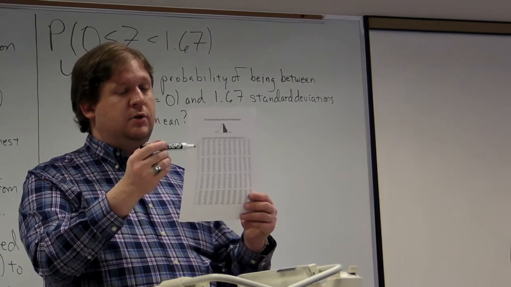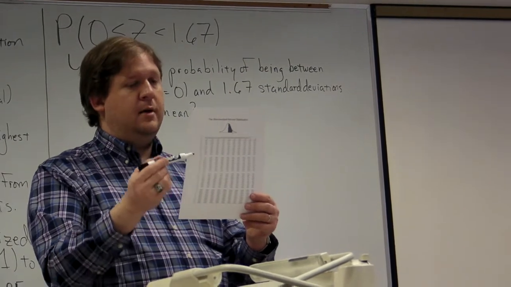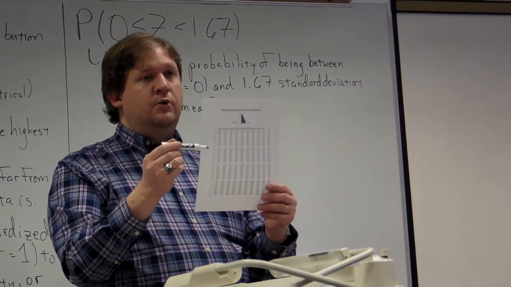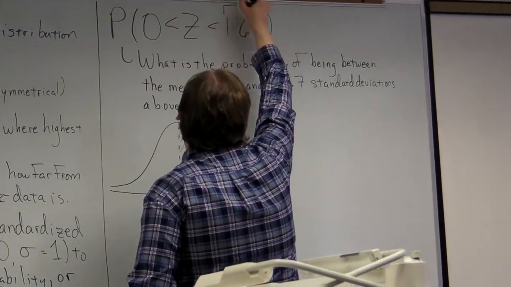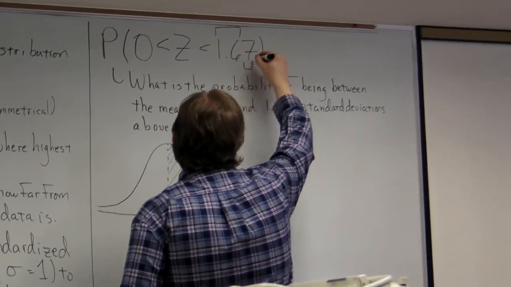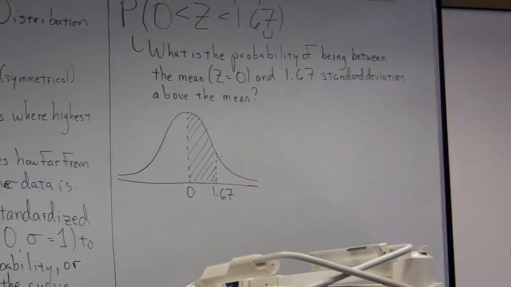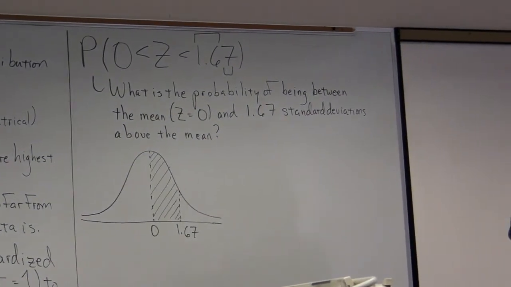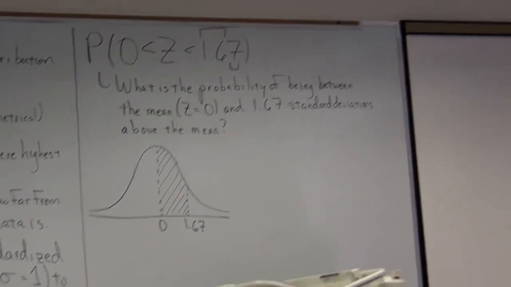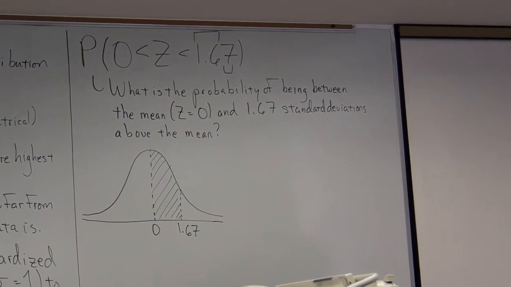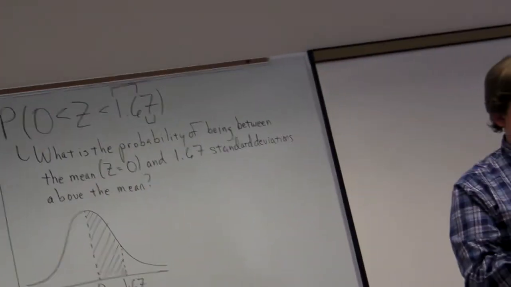So in this case, you want to go down, and it breaks it down into the ones and tenths, and then along the top are the hundredths. So we want to go down to 1.6, and then break it down into 0.07. Here's 1.6 right here. From 1.6, we go across to the 0.07 column.